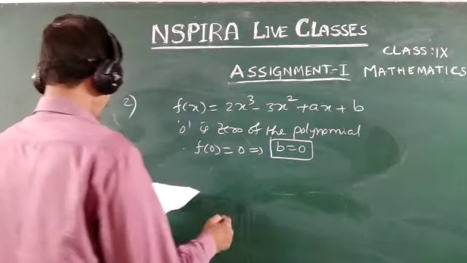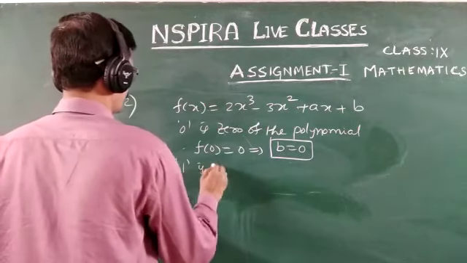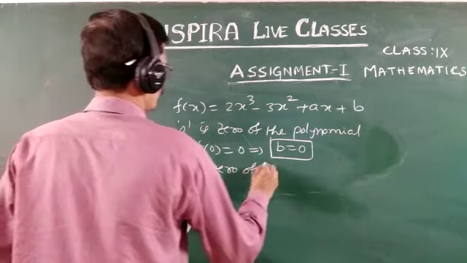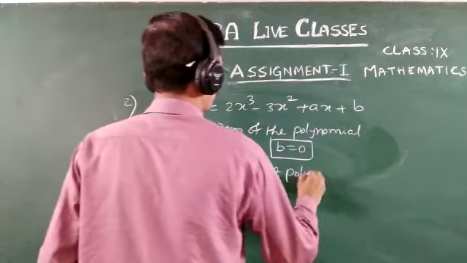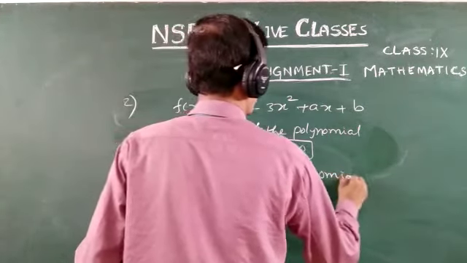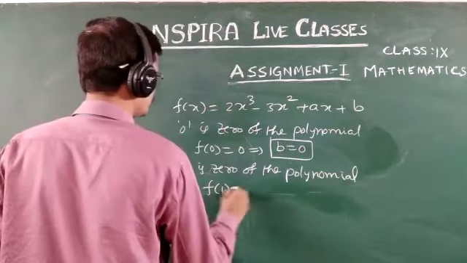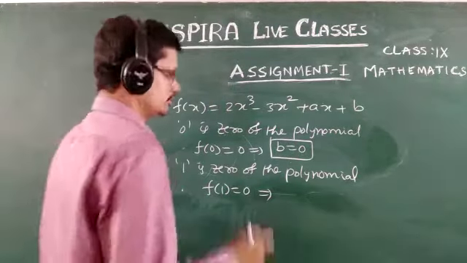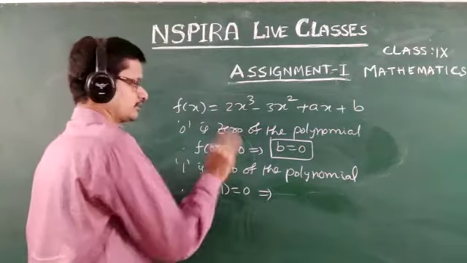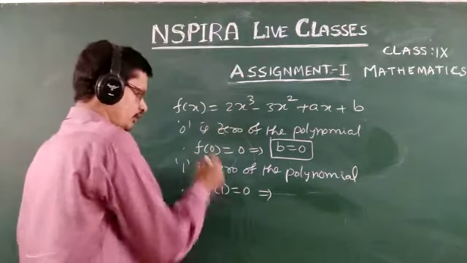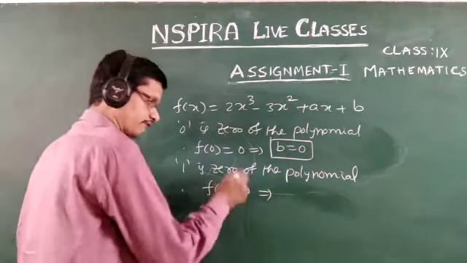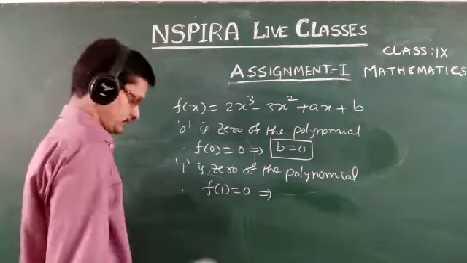Now, 1 is also 0 of the polynomial. 1 is 0 of the polynomial means f of 1 is equal to 0. Don't think that here 0, that's why 0. Not like that. 1 is 0 of the polynomial, that's why f of 1 is equal to 0.